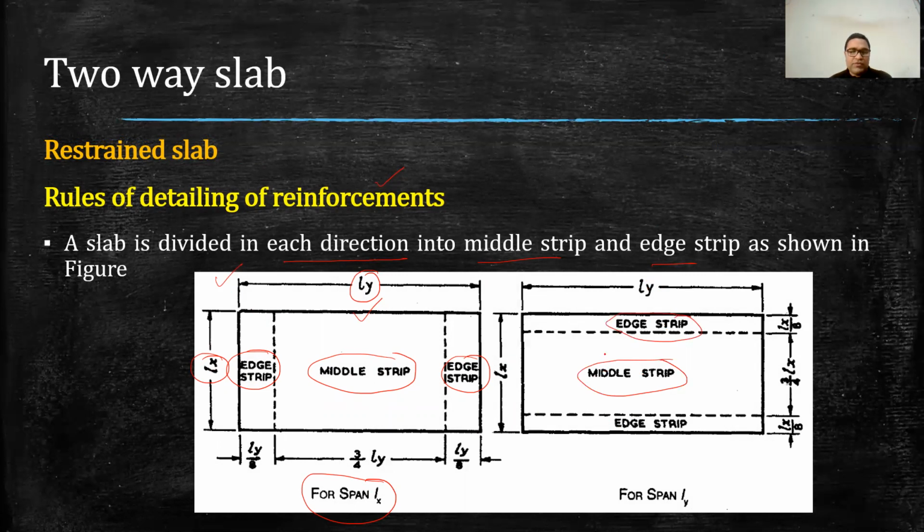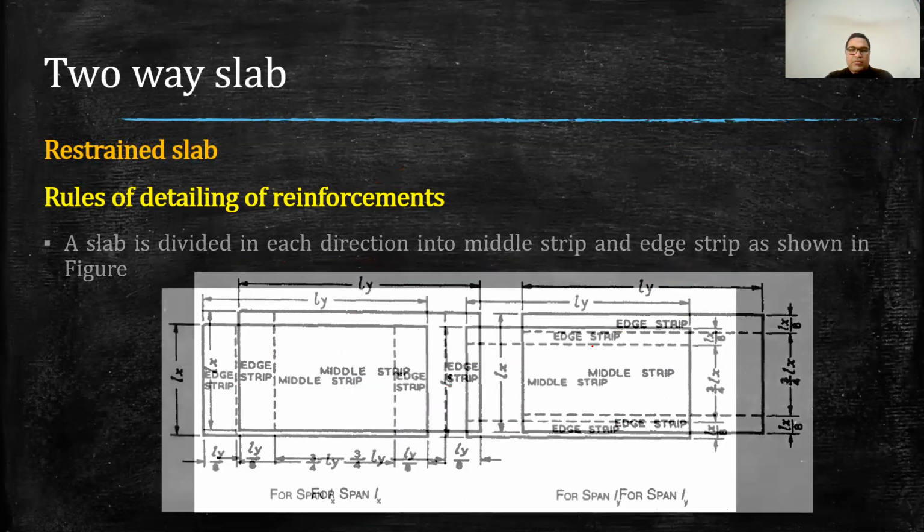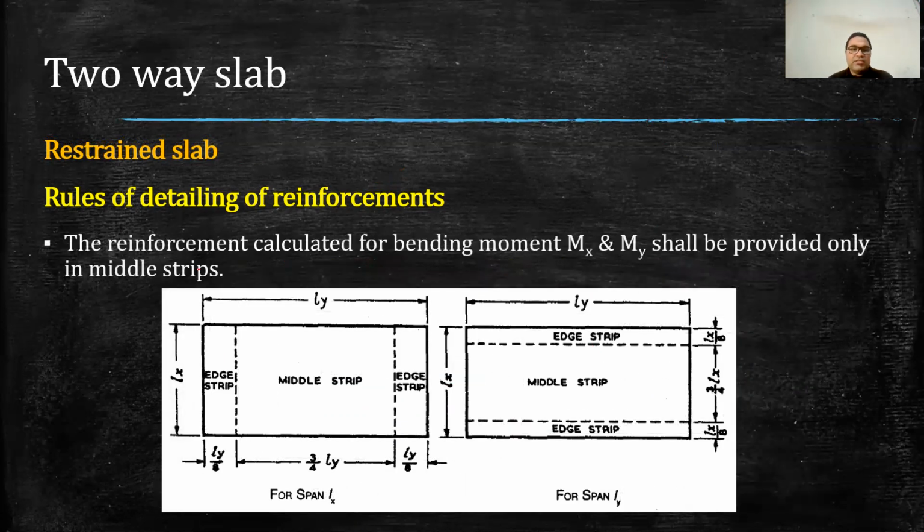Now, what is the meaning of this? The meaning is that the reinforcement calculated for the bending moments, that is Mx and My, shall be provided only in the middle strip. So for the division that we have done in the case of the shorter span and the longer span, generally we provide the main reinforcement which we have calculated for these moments along this middle strip only.